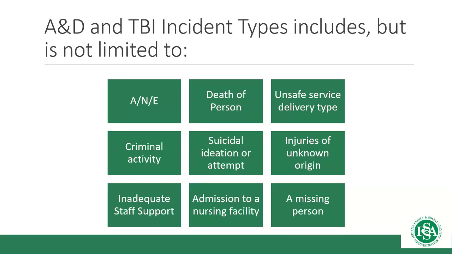This list includes, but is not limited to, abuse, neglect, or exploitation, the death of an individual, environmental issues that compromise the health and safety of an individual, criminal activity, injuries of unknown origin, suicidal ideation or attempt, admission to a nursing facility, a significant injury, an injury from the use of a restraint, police involvement when there is an arrest, a missing person, inadequate staff with the potential for endangering the health and welfare of an individual. Please reference the code and the approved HCBS waivers for a complete list. And again, those links will be provided at the end of the presentation.